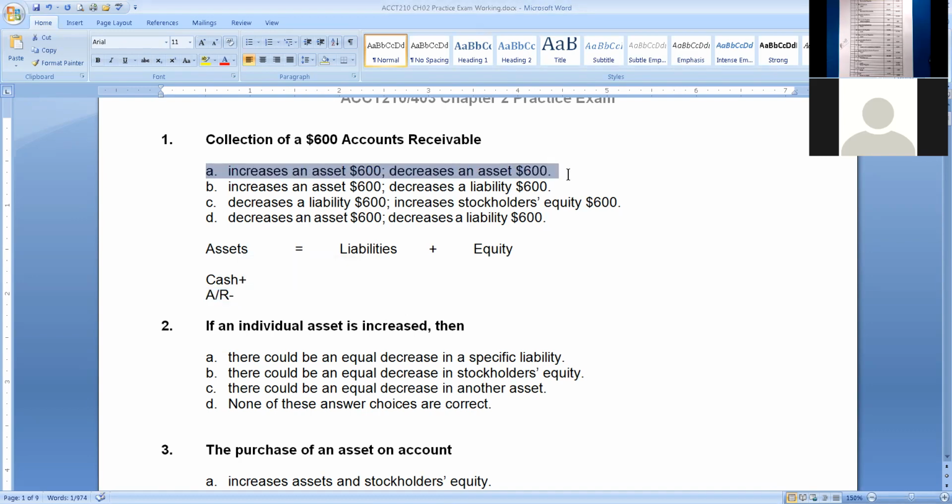Yep. I know it's weird the way it's written because it looks like it's reversing the first one, but actually it is. I should underline that, and bold it, so everyone really knows that's the answer. It increases an asset, the asset is cash, and then it decreases an asset, the asset's accounts receivable.